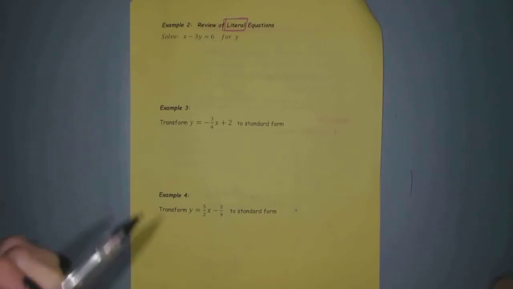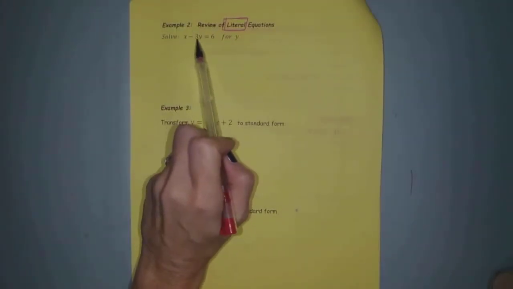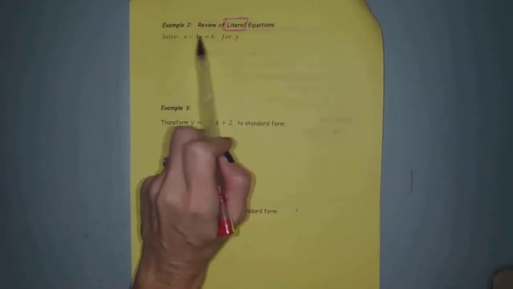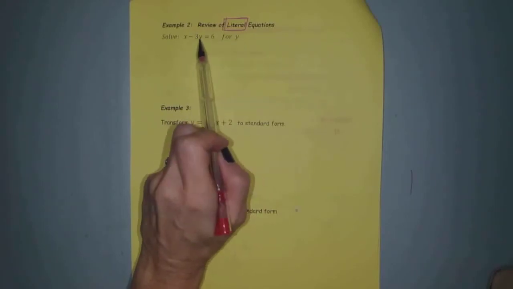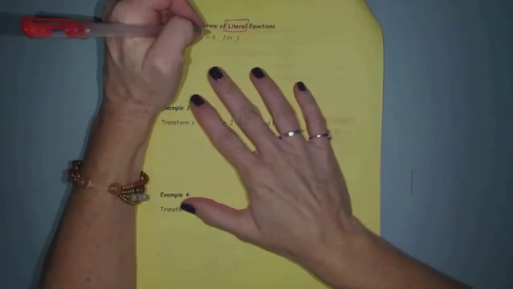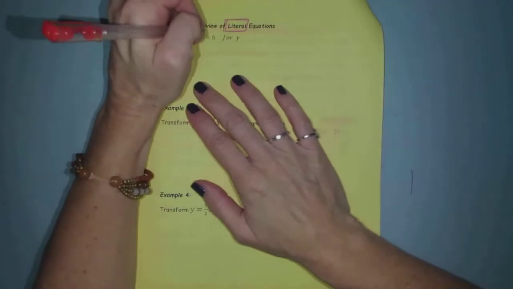It says x minus 3y equals 6, and we're supposed to solve for y. I'm going to stop doing that accent. I'm going to crack myself up.